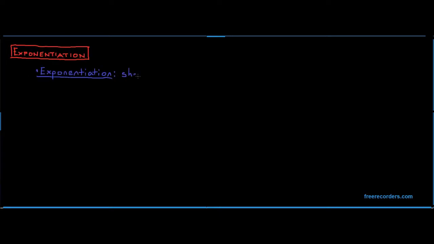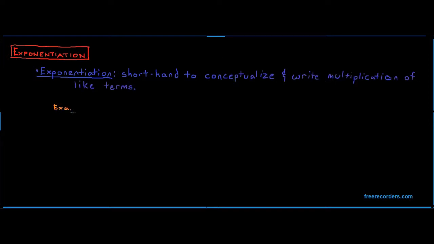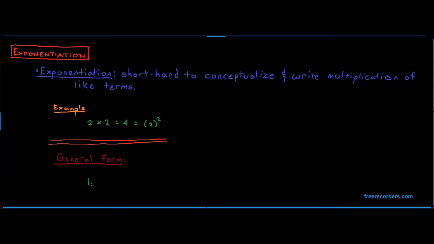Exponentiation is a shorthand way to conceptualize and write multiplication of like terms. For instance, 2 times 2 equals 4 can be written as 2 to the second power equals 4. The general form of exponentiation can be written as b to the n equal to b times itself n times. I'm using the letter b as my variable to remind myself that we call that term the base of the exponent. n is called the power of the exponent, or just power, or just exponent.